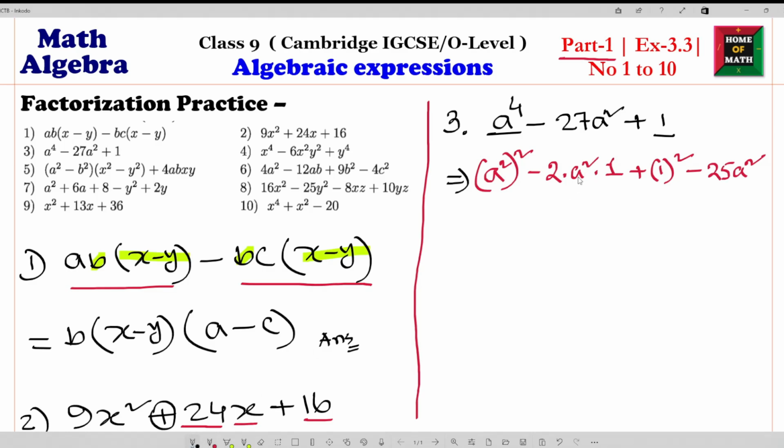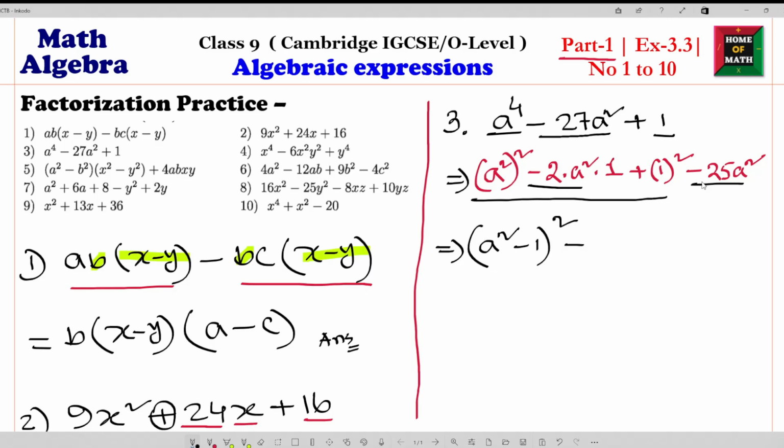Now look, minus 2a² and minus 25a², it means minus 27a². So for this one we can write (a − b)², it means (a² − 1)² minus this 25a², we can write (5a)². So it's looking like a² − b², it means (a + b)(a − b).